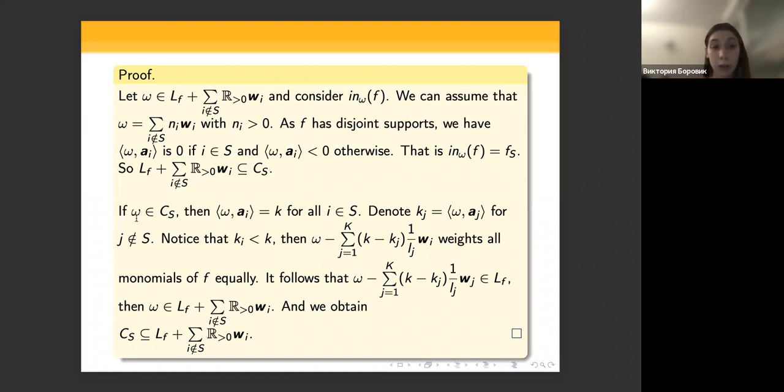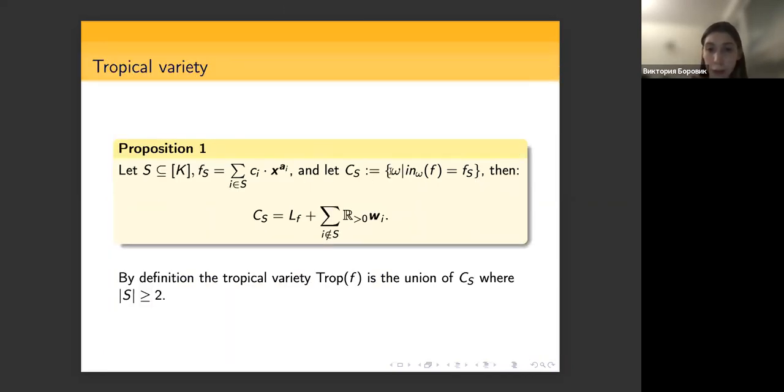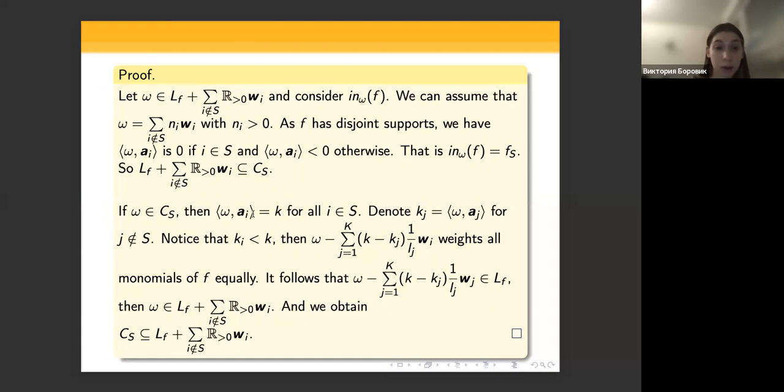In the other side, consider now omega belongs to C sub S. Then the inner product of omega should be some k for all exponent vectors from S. And let me denote by k sub j all other inner products, which are not the same for indices that don't belong to S. First, notice that k sub j is less than k, because C sub S is the set of those omegas such that the initial form equals F sub S. So k should be the maximum of the inner product.